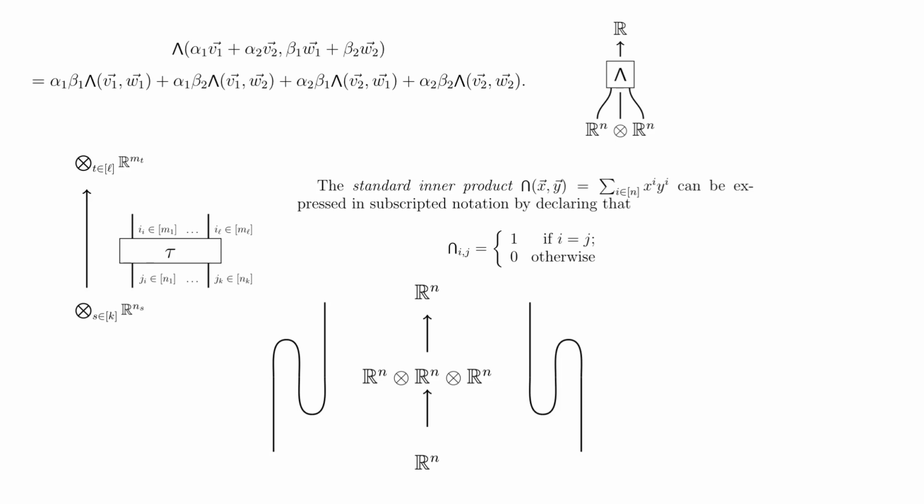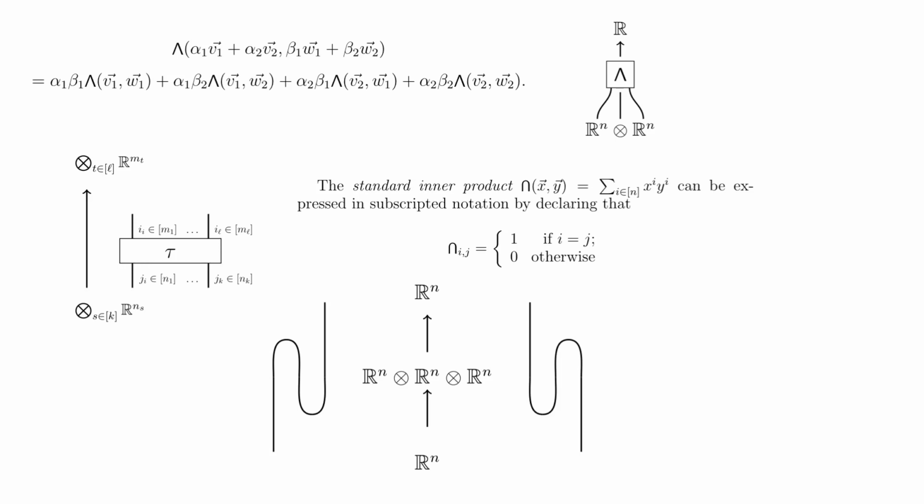More generally, a tensor is just a box with input lines and output lines. The standard inner product we can write as a cap, and it is expressed by cap ij. Now remember, cap ij is going to be the coefficient of the inner product applied to ei, comma ej, and so that's going to be a Kronecker delta: 1 if i is equal to j and 0 otherwise.